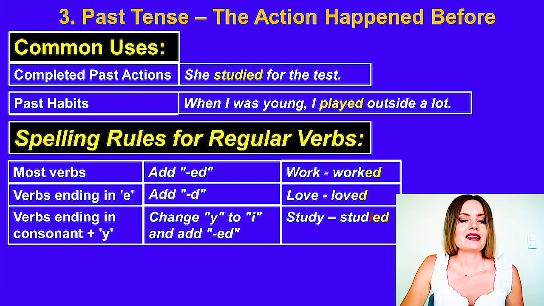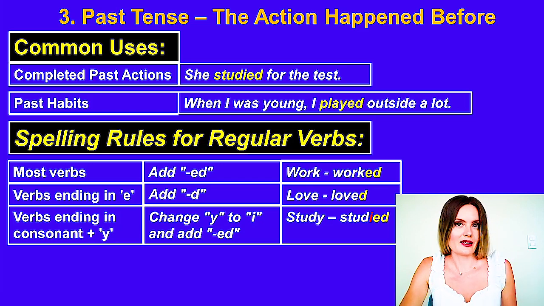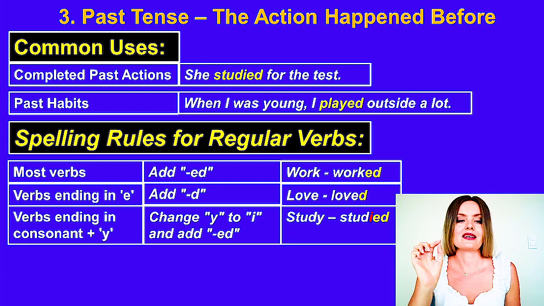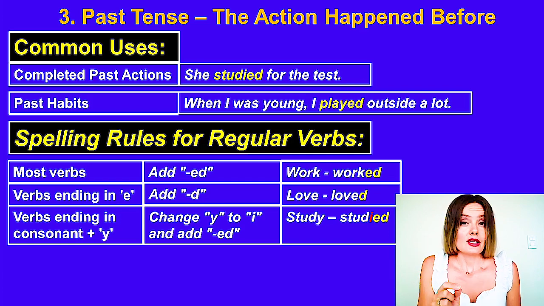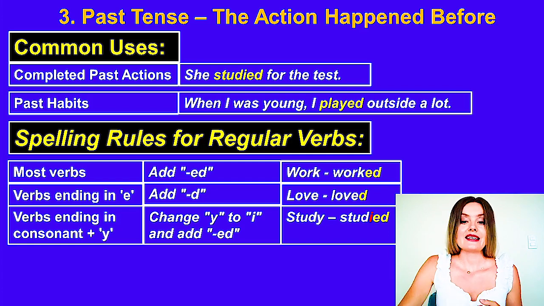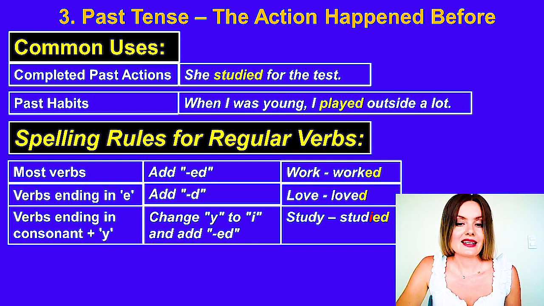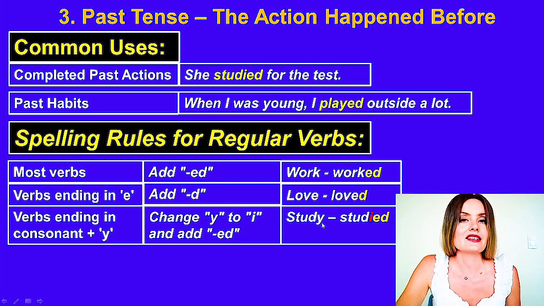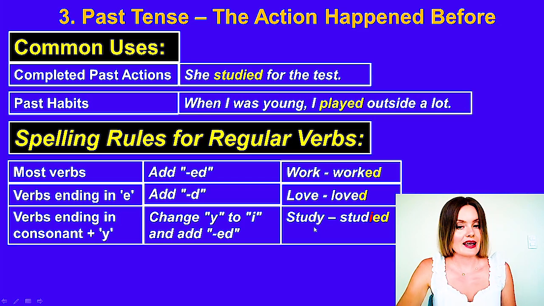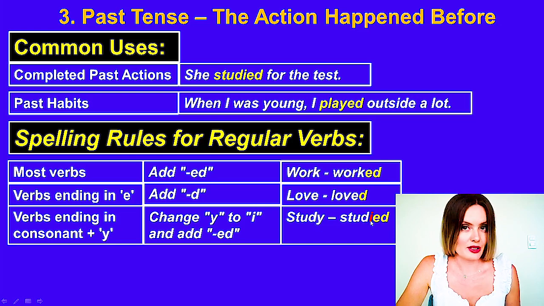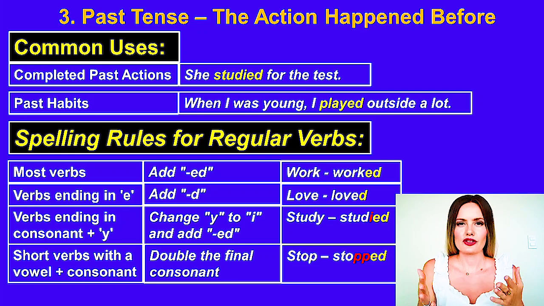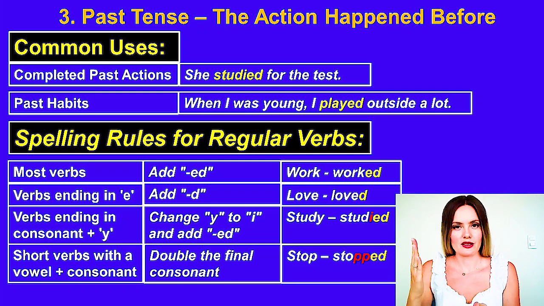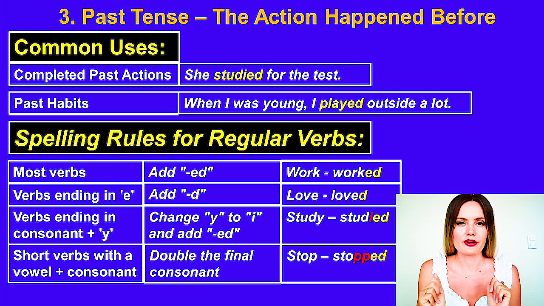Next, verbs ending in consonant and y. If the verb ends in consonant and y, change y to i and add ed. For example, study, studied. You can see that study ends in consonant and y. This is the consonant and letter y. If this is the case, you need to change y into an i and add ed. Studied.